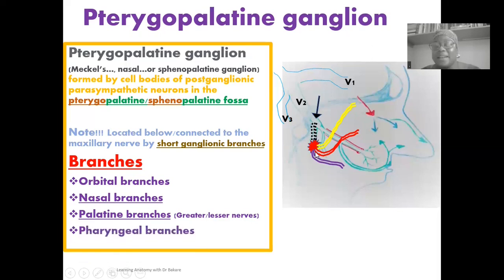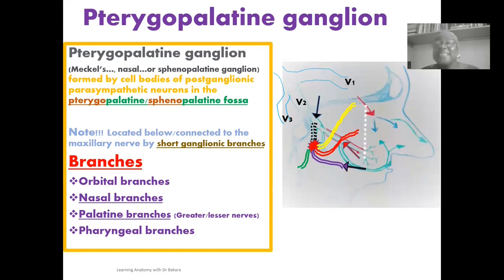Then we also have the pharyngeal branches, here highlighted in green, going towards the pharynx, innervating structures around that region. So you see that it has a number of branches, but out of these branches, it is just the nasal branches and also the palatine branches that will be giving supply to innervate the posterior region of the nasal cavity. So that is what we're left with.